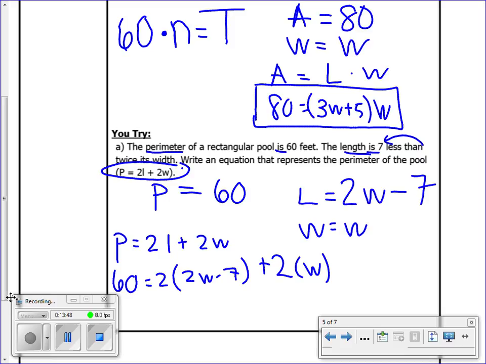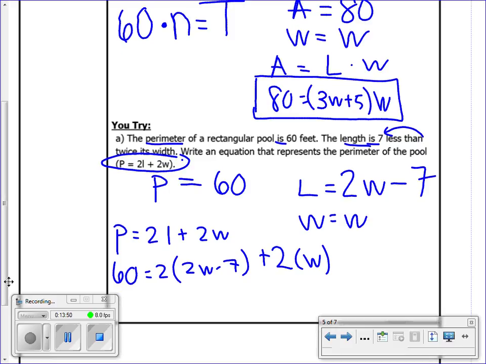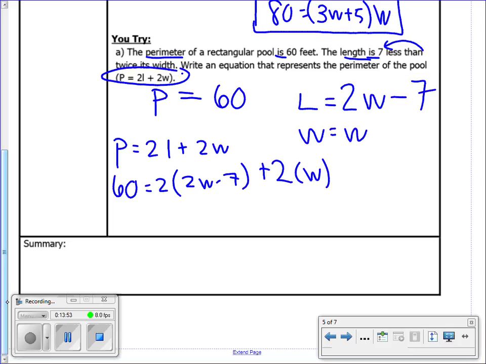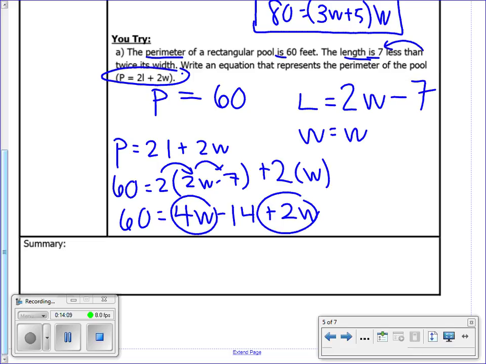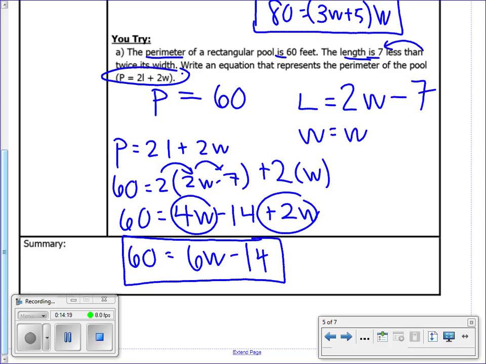Now I'm going to take the time and simplify this a little bit further. So you get 60 equals, we're going to distribute the 2 to both values here, 4W minus 14 plus 2W. And then from here, I'm going to combine like terms on the same side. We have 60 equals 4 plus 2 is 6W minus 14, and that would be a good answer. Okay, so that's using your word problems with area and perimeter as well.